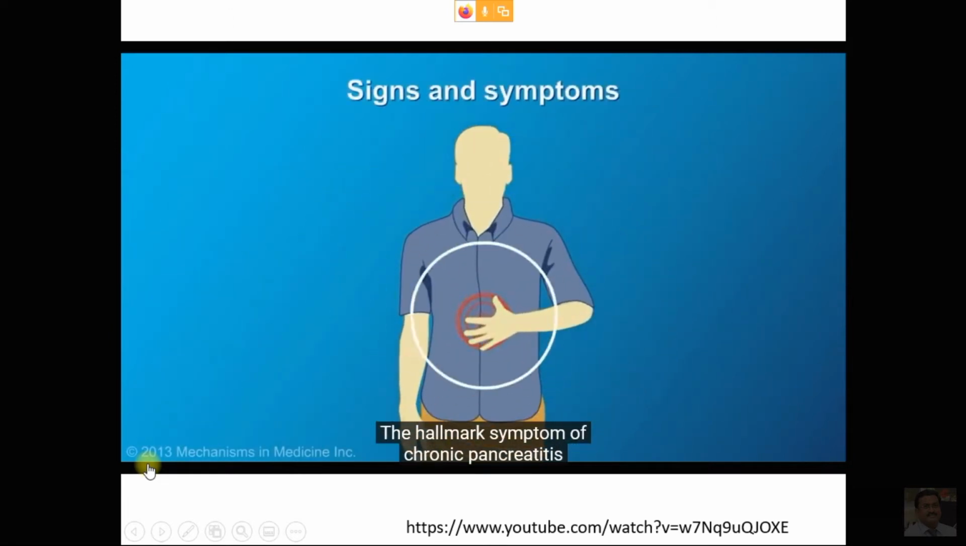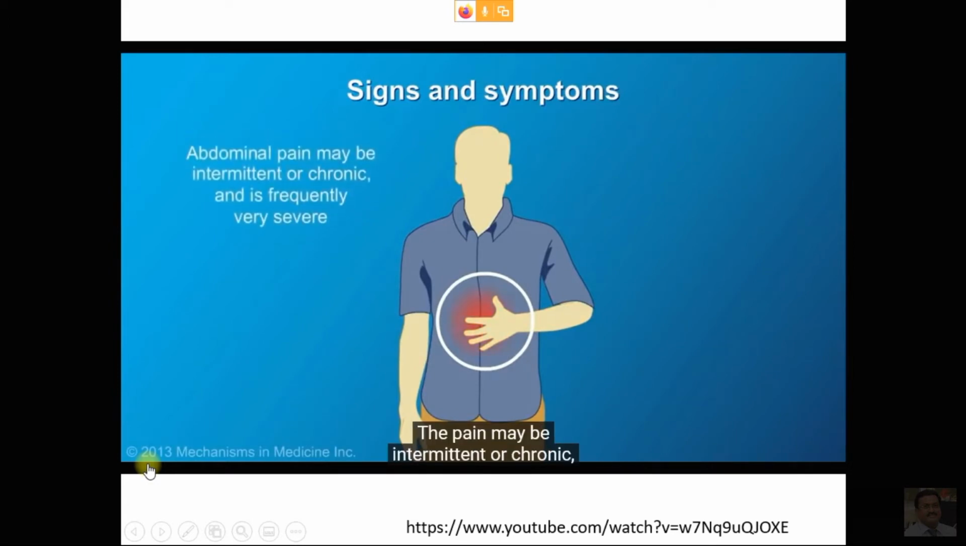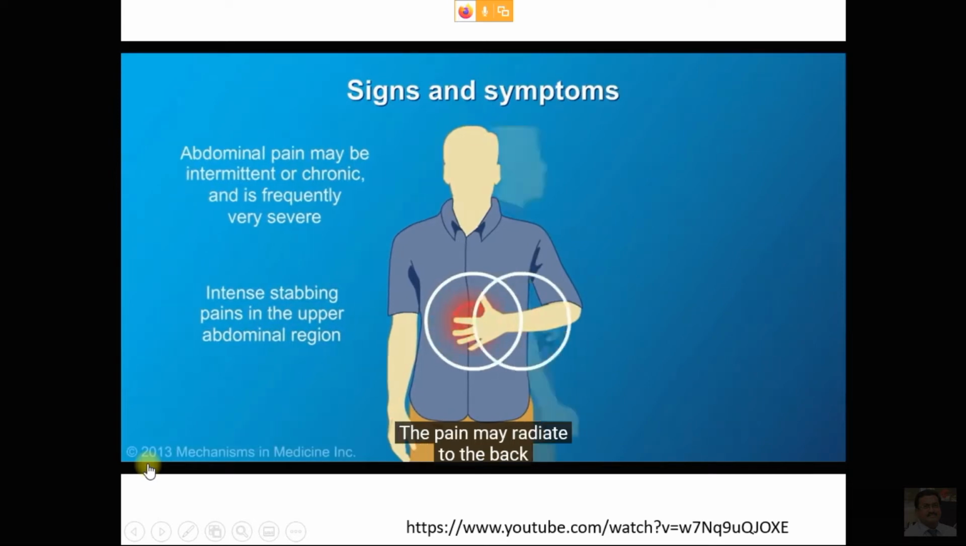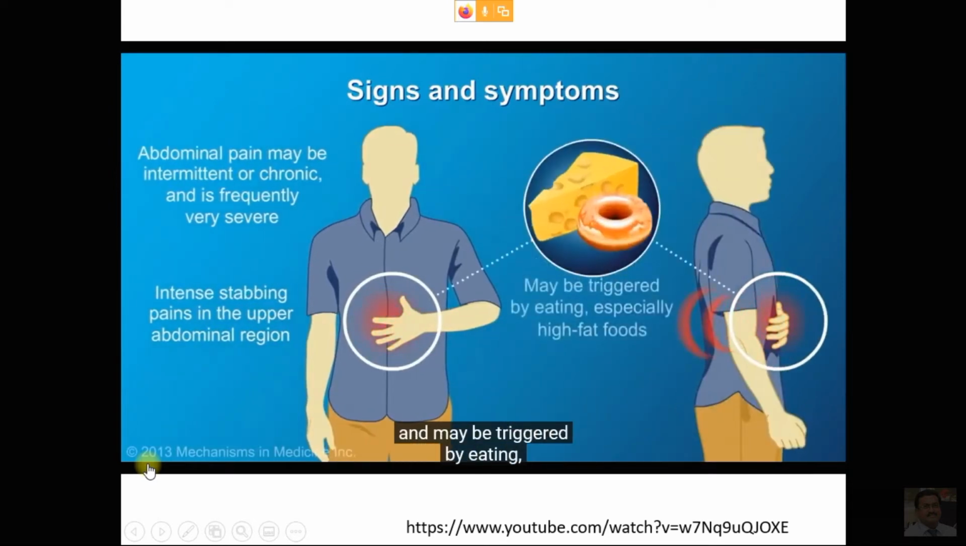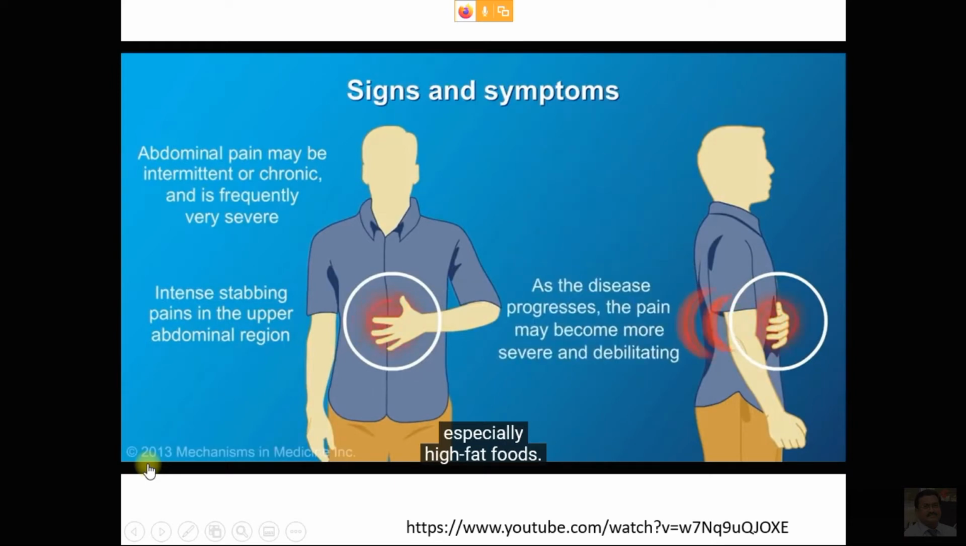The hallmark symptom of chronic pancreatitis is abdominal pain. The pain may be intermittent or chronic and is frequently very severe, with stabbing pains localized in the upper part of the abdomen between the belly button and the chest. The pain may radiate to the back and may be triggered by eating, especially high-fat foods. As the disease progresses, the pain may become more severe and debilitating, and often it becomes constant.